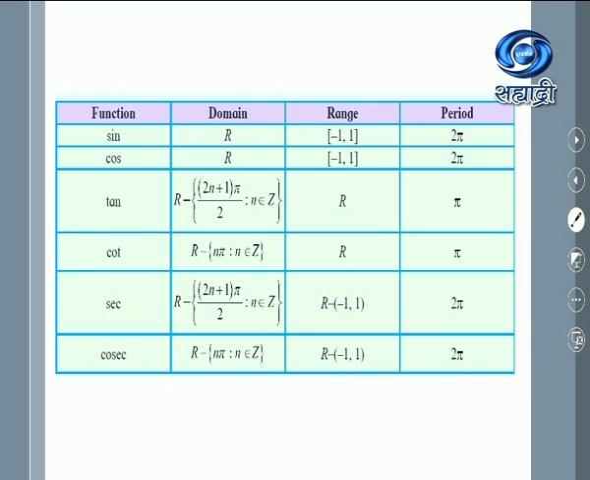So for sine function, the period is 2 pi. Therefore, sine theta plus 2n pi are having the same values. Means if you consider theta is equal to say pi by 6, then sine pi by 6 is equal to sine pi by 6 plus 2 pi, which is equal to sine pi by 6 plus 4 pi, which is equal to sine pi by 6 plus 6 pi, or you may write pi by 6 plus or minus 2n pi, where n is the integer. So this function is many one function.